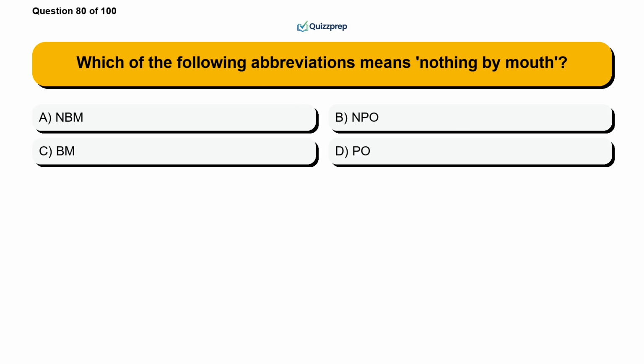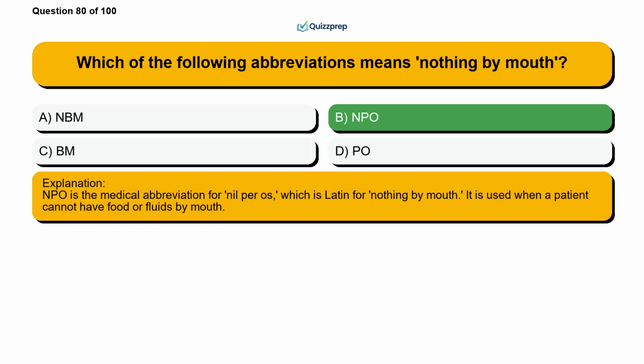Question 80. Which of the following abbreviations means nothing by mouth? Option A, NBM. Option B, NPO. Option C, BM. Option D, PO. The correct answer is option B, NPO. NPO is the medical abbreviation for nil per os, which is Latin for nothing by mouth. It is used when a patient cannot have food or fluids by mouth. Question 81.